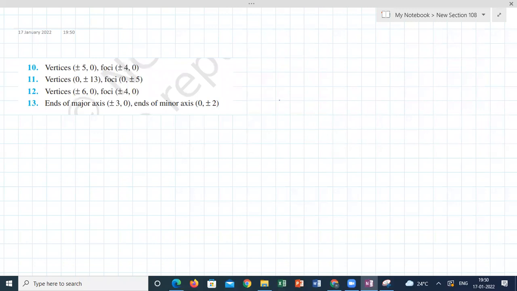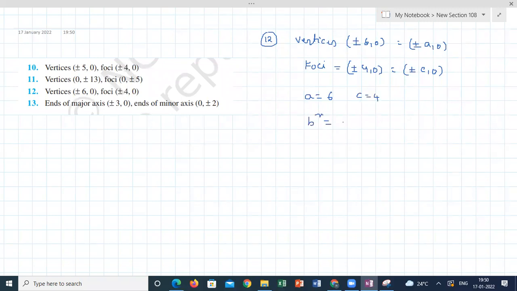12th one. Vertices plus or minus 6 comma 0, that is plus or minus a comma 0. Foci plus or minus 4 comma 0, that is plus or minus c comma 0. So a is equal to 6, c is equal to 4. So b square, straight away I am writing 36 minus 16, which is equal to 20.